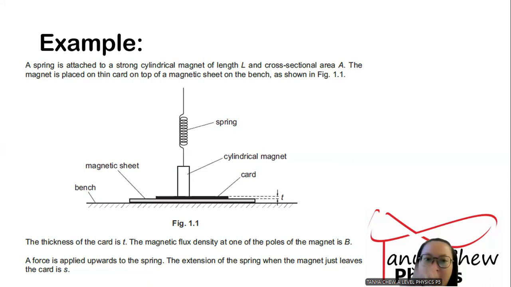A force is applied outwards. You have to apply the force to the spring and pull it up. So I better write it here: pull out the spring, F is acting upwards. The extension of the spring when the magnet just leaves the cord is S. So you want the magnet to leave the cord. Once the magnet leaves the cord, the extension of the spring is S.